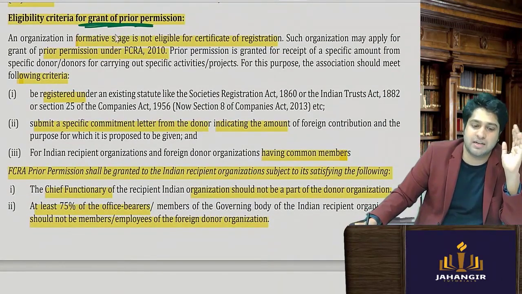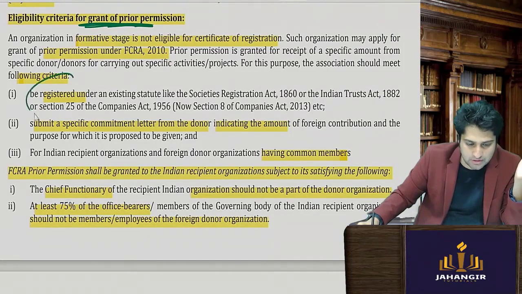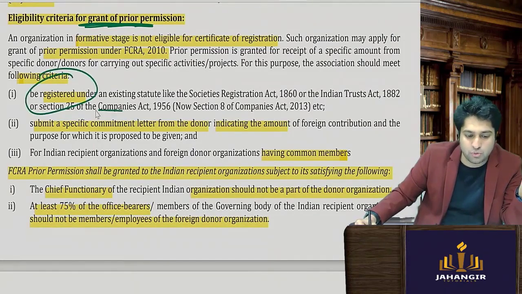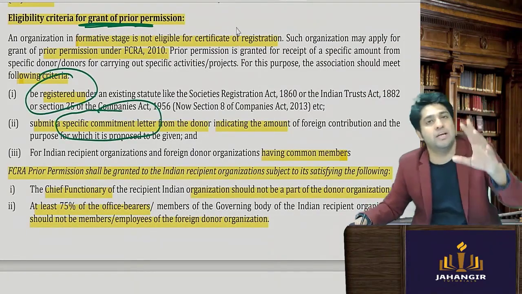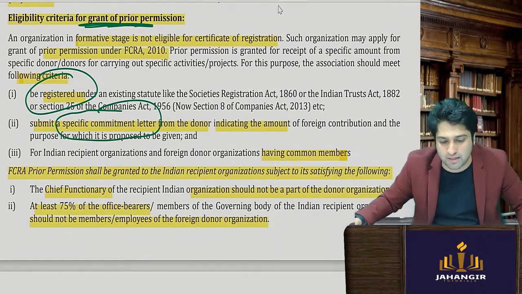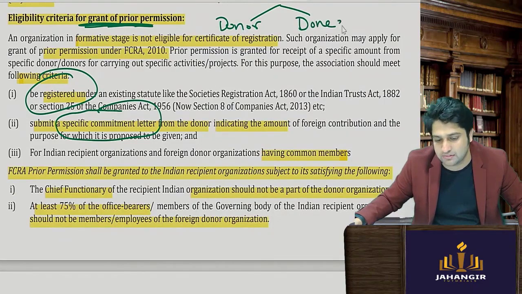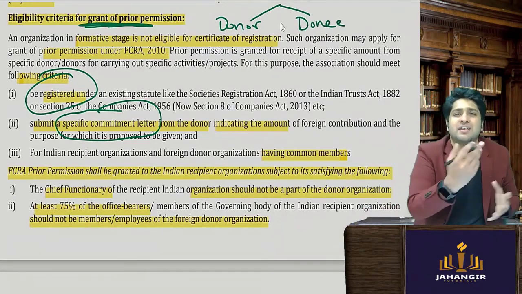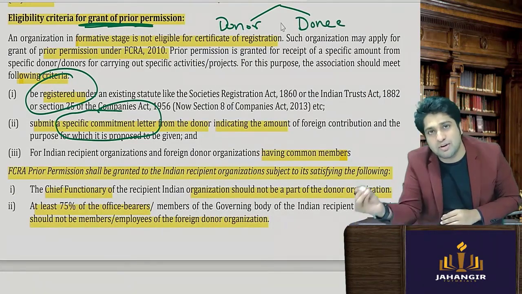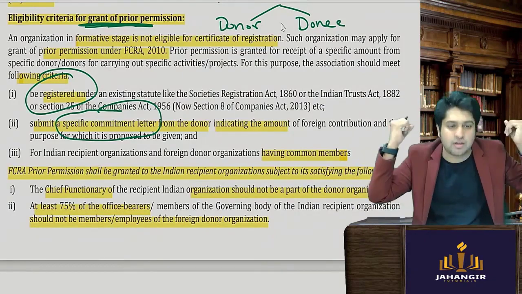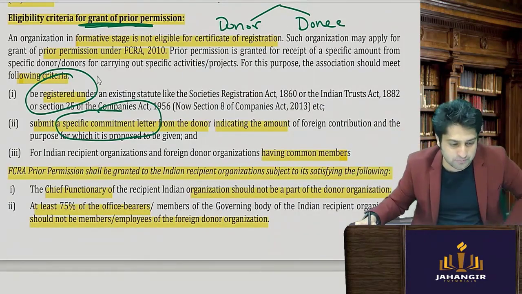So what is the eligibility criteria? Very, very simple. Registered, you have to get a commitment letter. Now we are going to take both people. दोनों ही लोग को पकड़ेंगे. Donor भी कौन है? Who is the donor and who is the donee? Who is the one giving you funding and who is the one receiving funding? Both we will call and ask them for information.